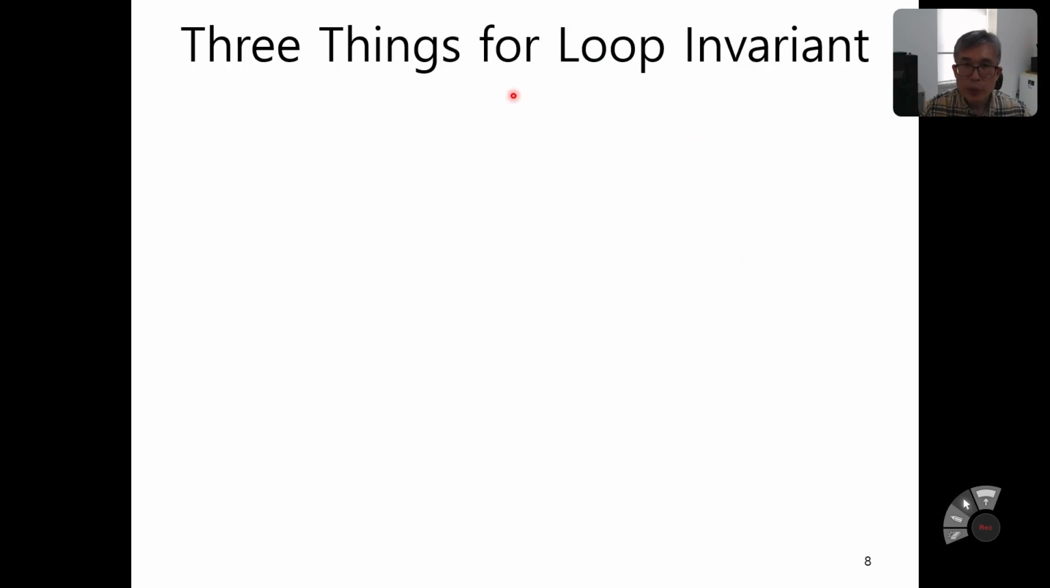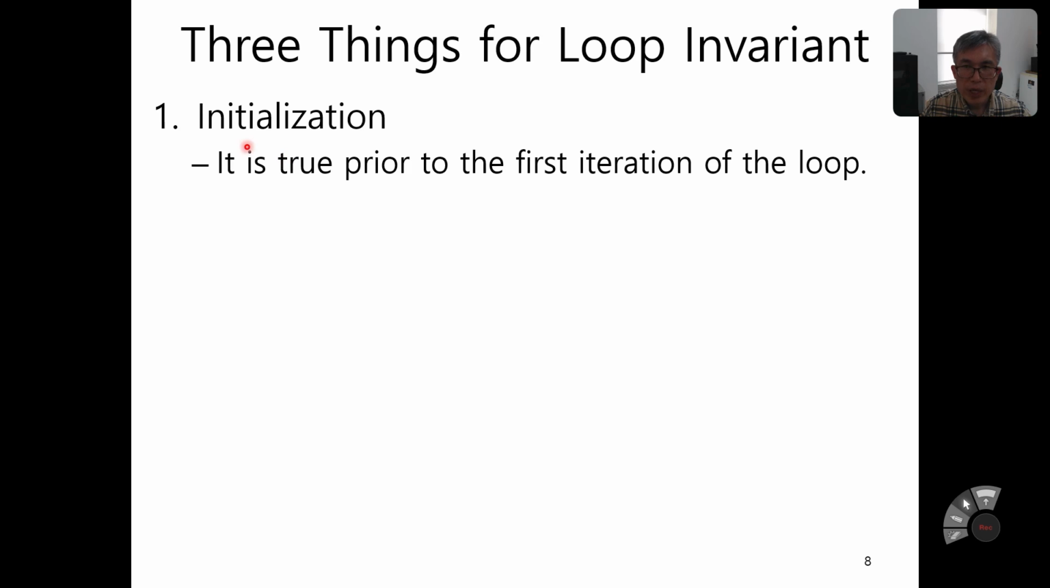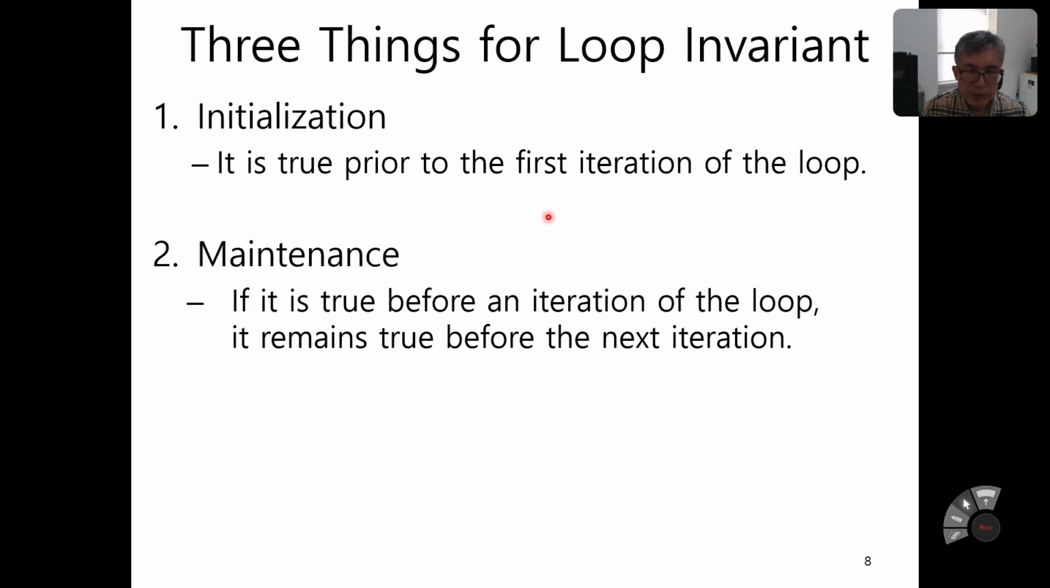There are three things for a loop invariant. So we have three steps. The first step is initialization. It is true prior to the first iteration of the loop, before the looping. Then maintenance: if it is true before an iteration of the loop, it remains true before the next iteration. So the property is maintained.